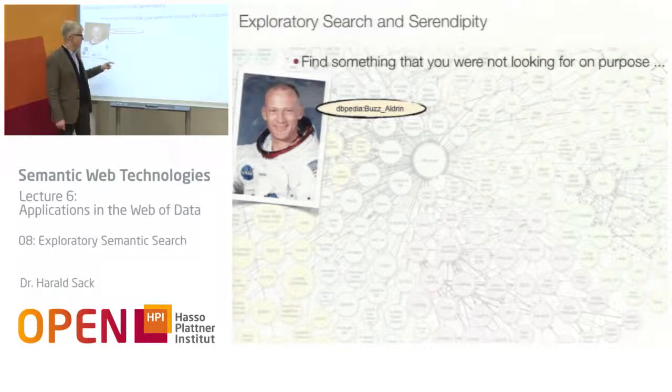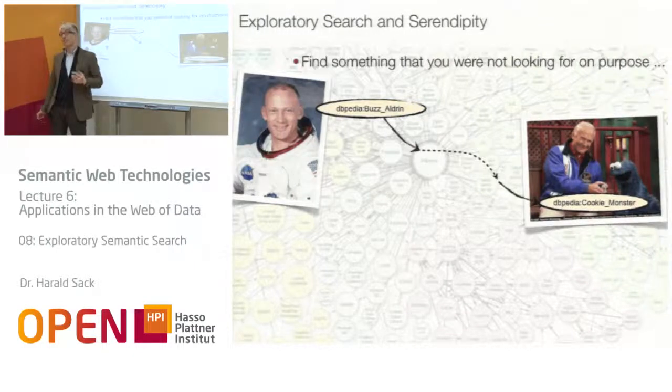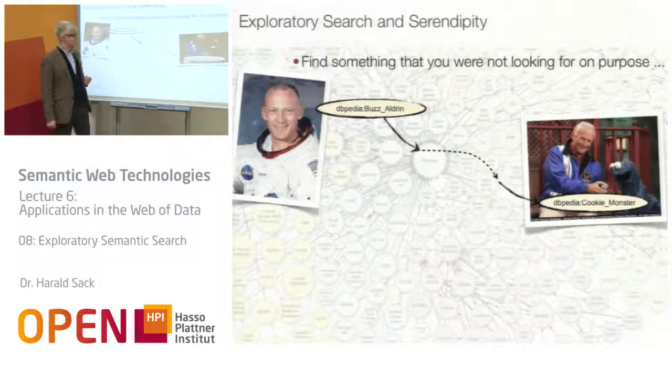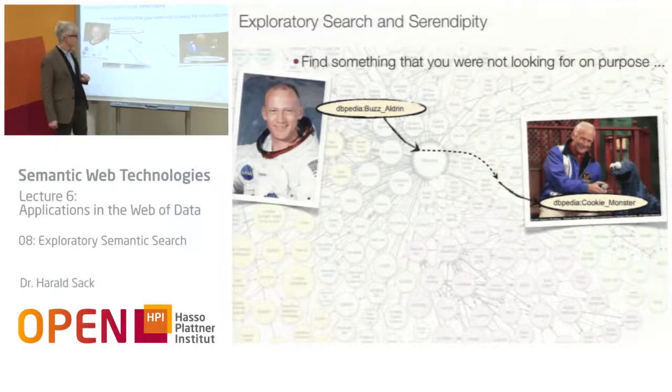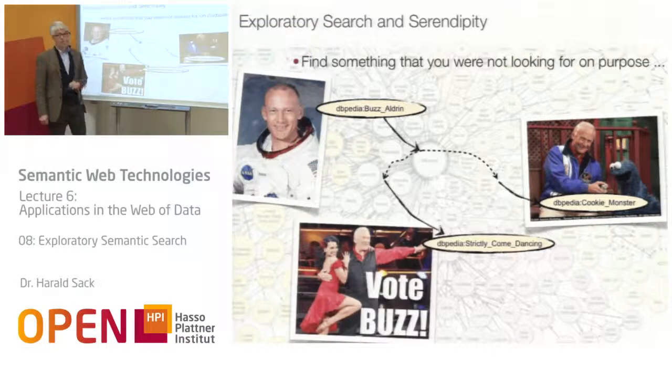And we have found there, and you can look it up for yourself, there is, for example, an even longer path to the Cookie Monster because Buzz Aldrin once visited Sesame Street. And what was also a surprise for us here in Germany, Buzz Aldrin was also on television screens last year in Strictly Come Dancing, this dancing television show. I do not know whether he has won this competition show, no idea.